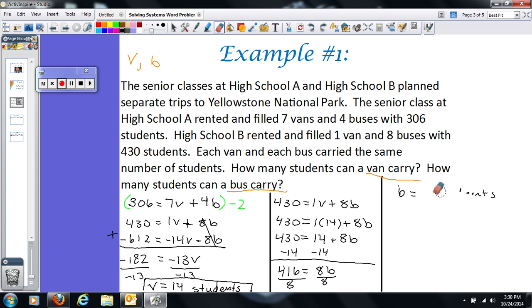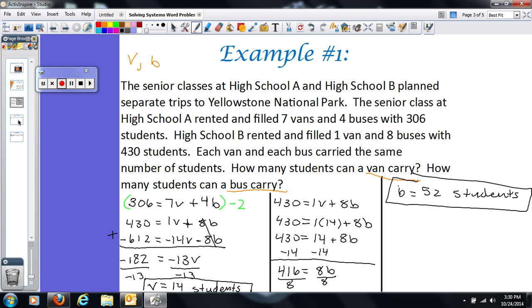Let me rewrite that. Okay, so I got 14 students for vans, 52 students for buses. And I could always check my answer. Use 306 equals 7 times 14 plus 4 times 52. And if I do check my answer, I will see that this works. Okay, so here's my first problem and my answers.